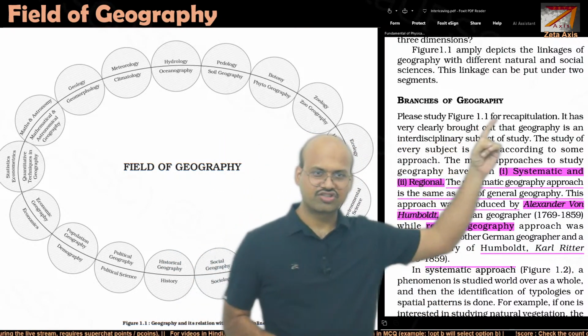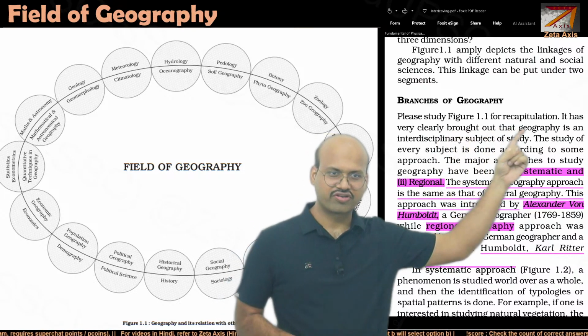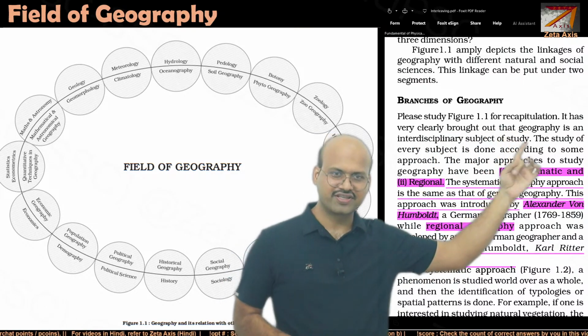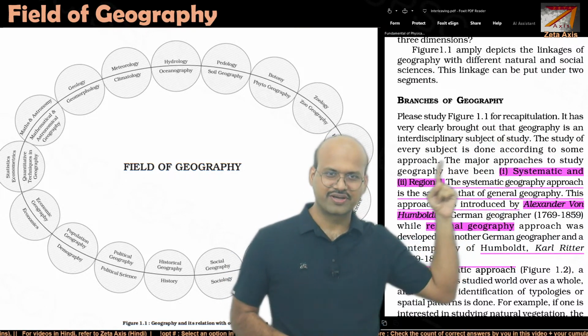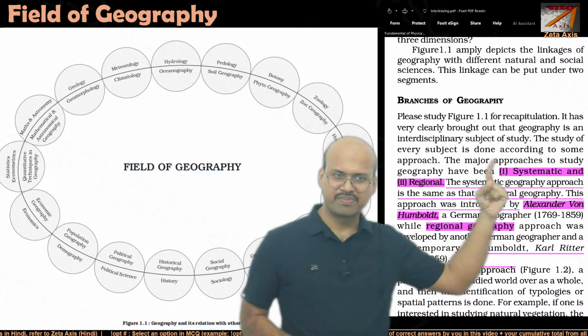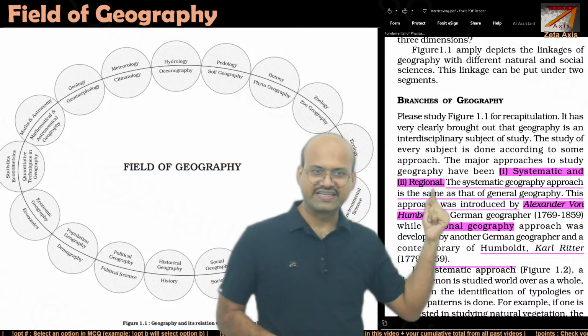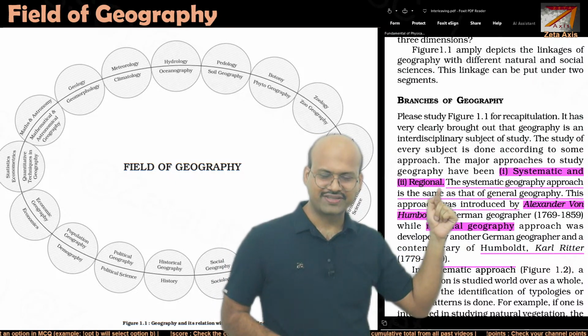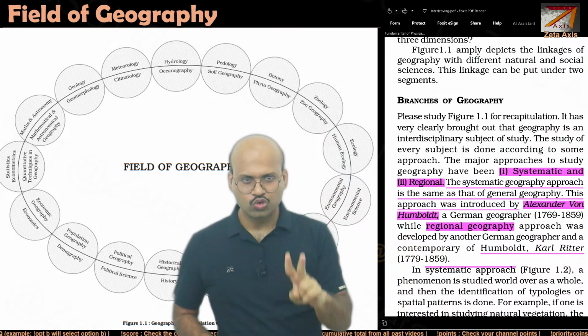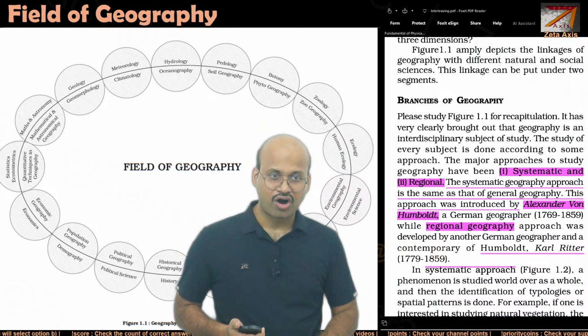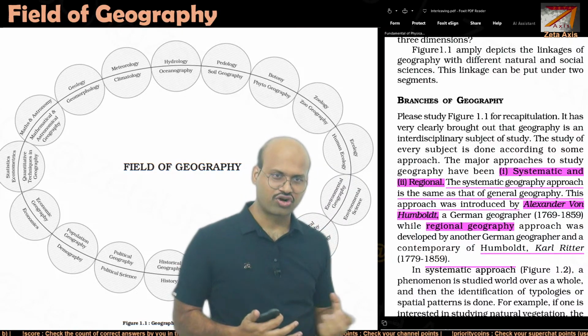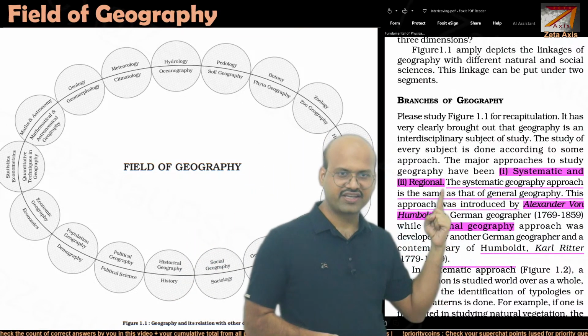So it is talking about this figure. It has very clearly brought out that geography is an interdisciplinary subject of study. The study of every subject is done according to some approach. The major approaches to study geography have been systematic and regional. So remember these two words. This is important because these are the two major classifications of geography, how you study geography. First is systematic and second is regional.